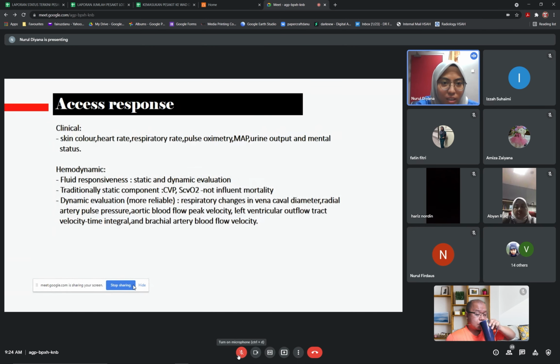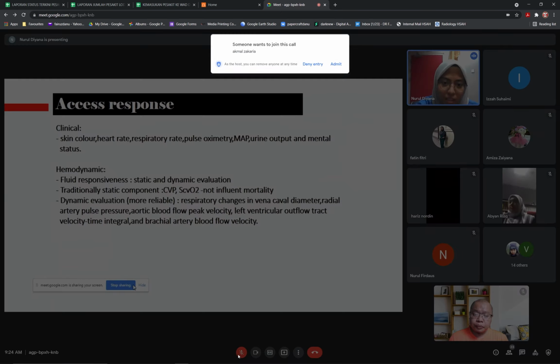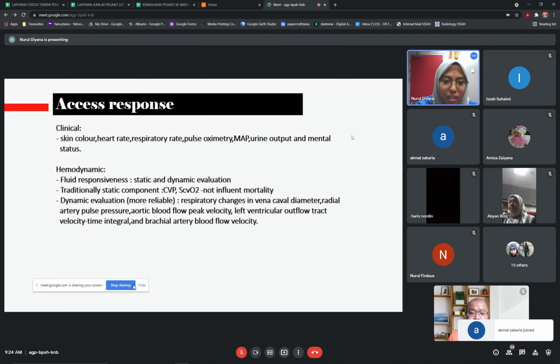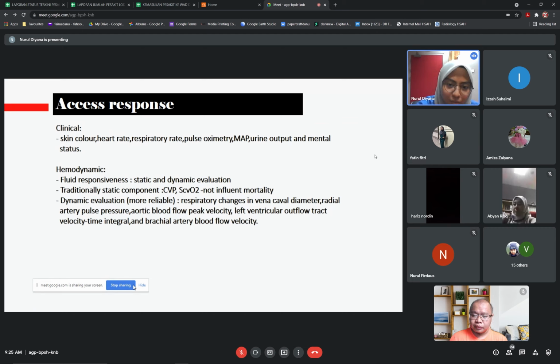So ni kita assess respon lah. By clinically kita boleh assess the skin colour, heart rate, respiratory rate, oxygen, MAP, urine output and mental status. But hemodynamic fluid responsiveness ada divided into static and dynamic evaluation lah. Macam traditionally kita guna CVP, SCPO2 lah, tapi dia tak influence mortality. But according to dynamic evaluation, the more reliable lah. Kita assess respiratory changes in vena cava diameter, radial artery pulse pressure, arterial blood flow peak velocity, left ventricular outflow tract velocity, time integral and brachial artery blood flow velocity.